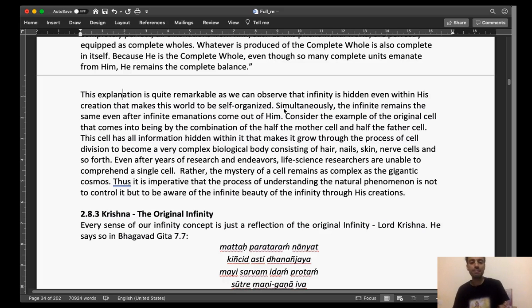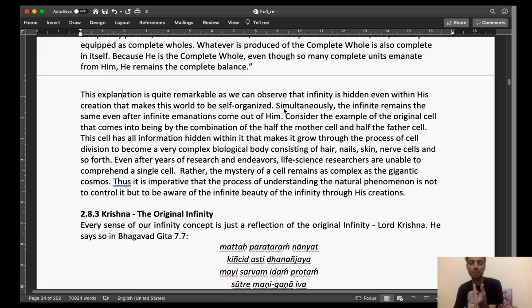Thus, it is imperative that the process of understanding the natural phenomenon is not to control it, but to be aware of the infinite beauty of the infinity through Krishna's creations. Okay. Very nicely Sir has put this. So Sir is saying, first, this world is really infinite. And if you see, just one cell is so complicated, like an infinite world inside it.